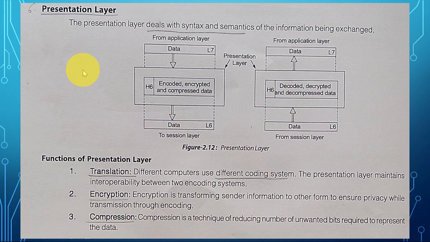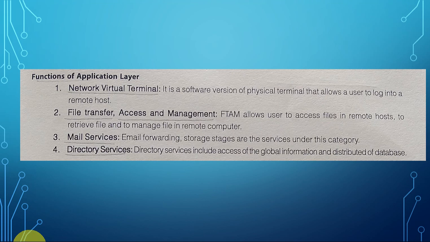Presentation layer. The presentation layer is responsible for translation of the data, encryption of the data and compression of the data. And the last one is the application layer. The functions of the application layer are the network virtual terminal, file transfer access management, mail services, and the last one is directory services.